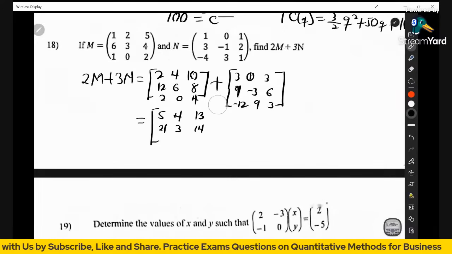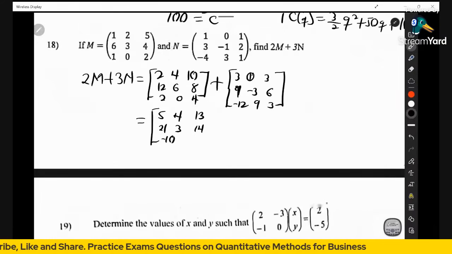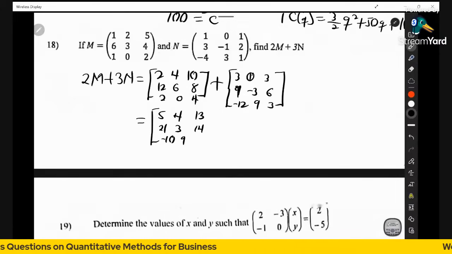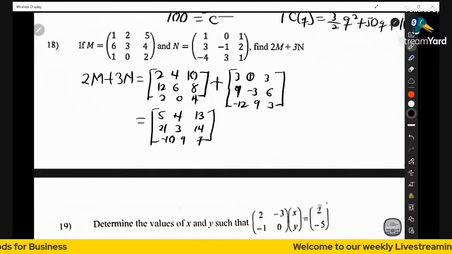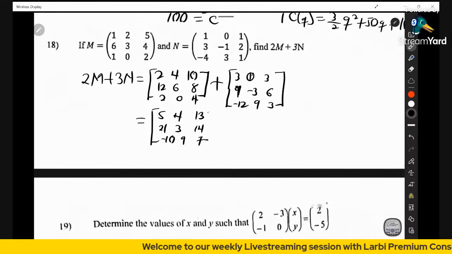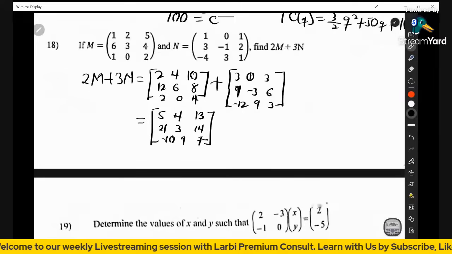Okay, and then here to get negative 10. Here plus this, we are getting 9. Then 4 plus 3, we are getting 7. So this becomes the end result for the matrix when we multiply 2N plus 3N in that line. So let's take note of that.